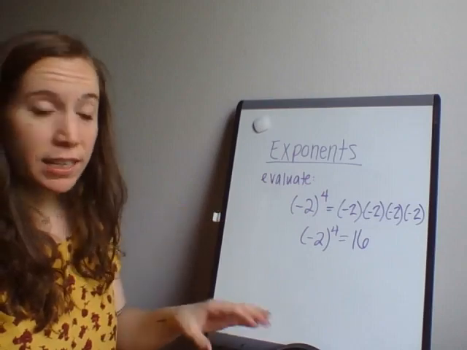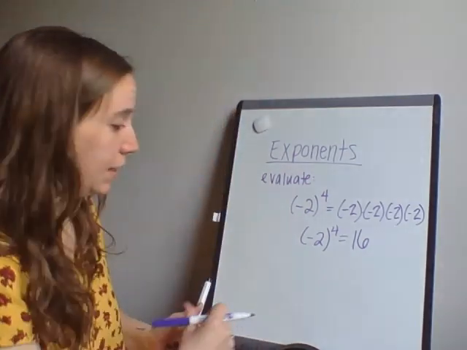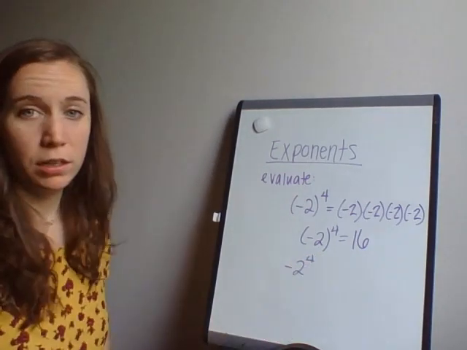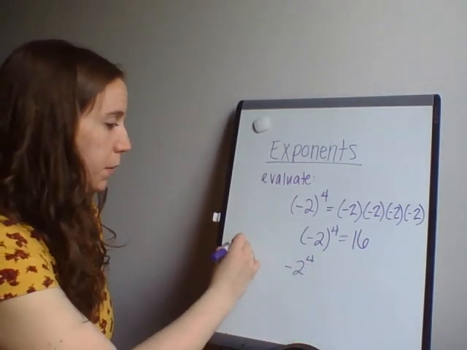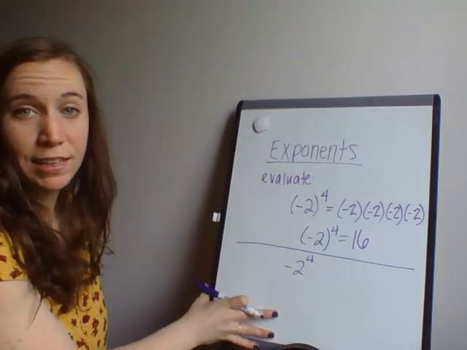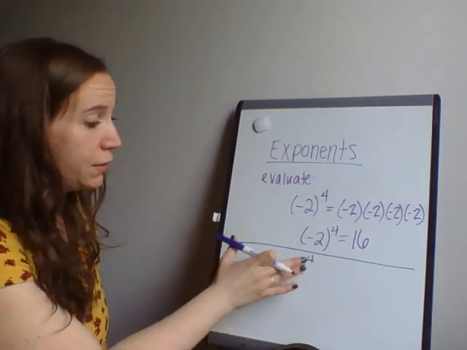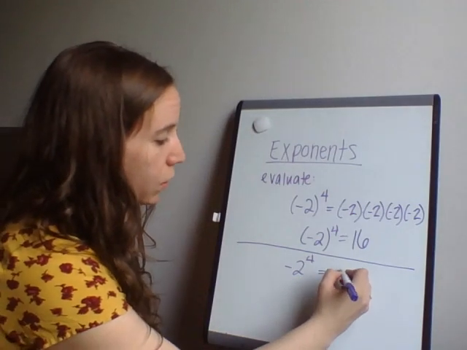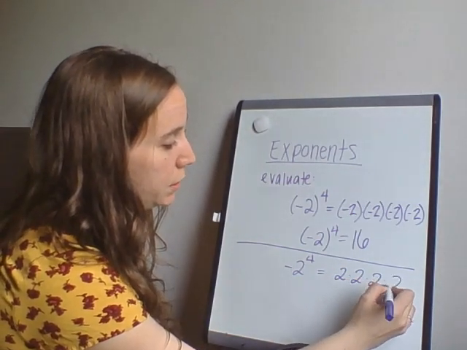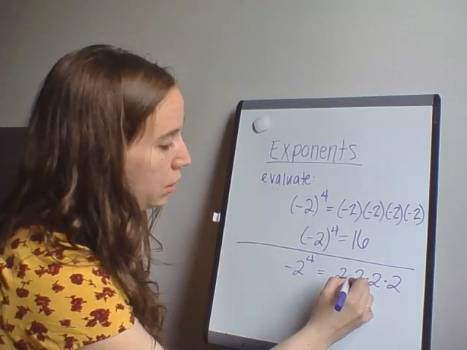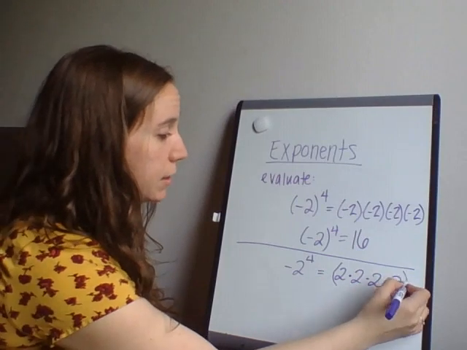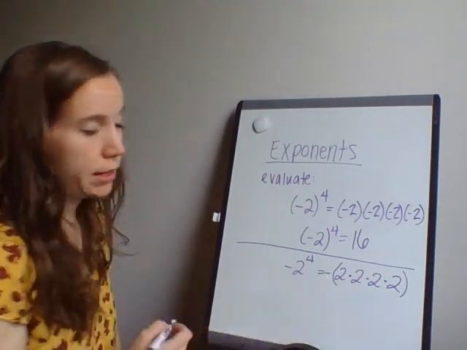Now that's different than if you have a question that looks like this, -2 to the 4th power. I'm just going to put a line right here so you guys can see that this problem is going to be different than this problem down here. So -2 to the 4th power is going to be 2 times 2 times 2 times 2, because that 4 only belongs to the 2. But since we still have this negative out front, we're just going to put that in the front.